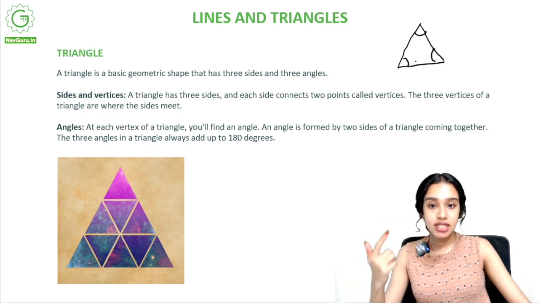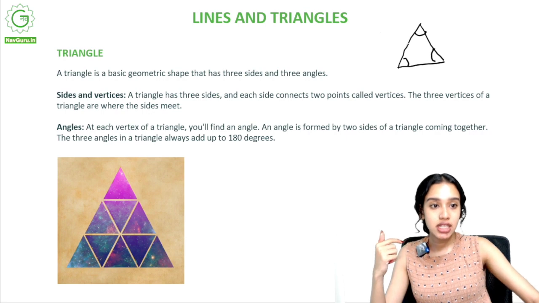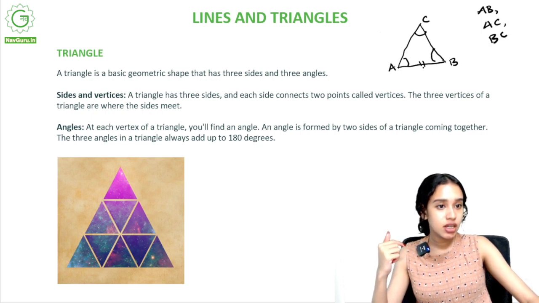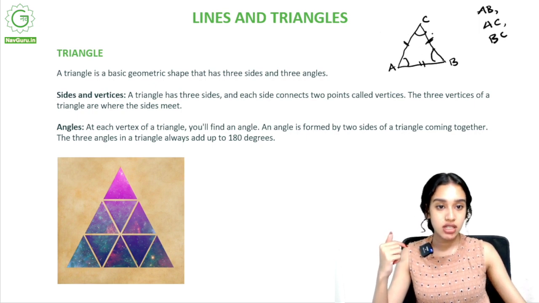So what are sides and vertices? A triangle has three sides. Let's name the three points as A, B and C. So we have three sides: AB, AC and BC, right? We have AB which is this side, we have AC which is this side, and we have BC which is this side, right?